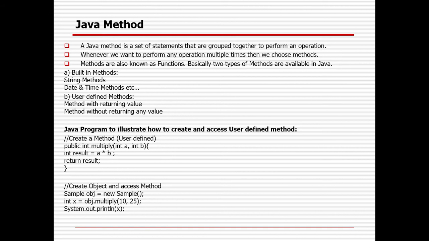A Java method is a set of statements that are grouped together to perform an operation. Whenever a user wants to perform any operation multiple times, then instead of writing similar lines of code multiple times, we will use methods or functions. There are basically two types of methods available in Java. One is the built-in method, which is already built into Java. You need to use those methods, or call them.